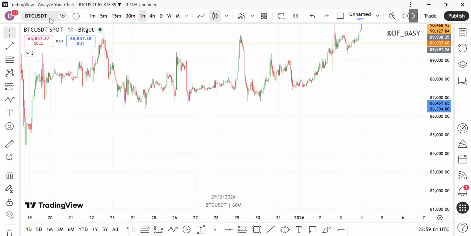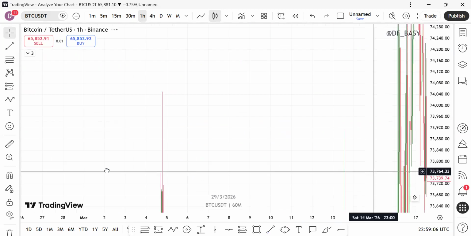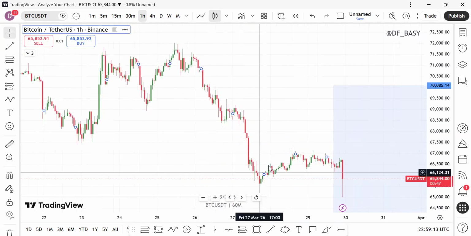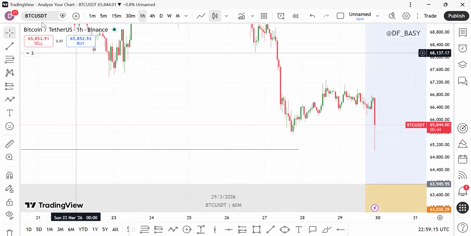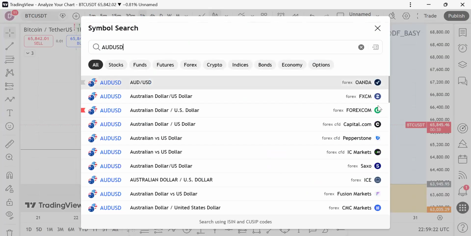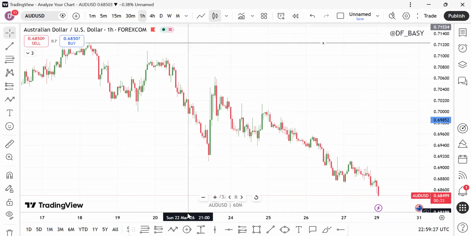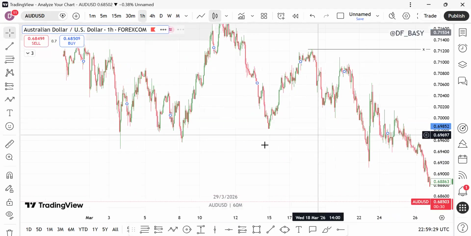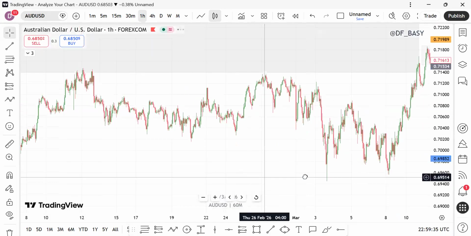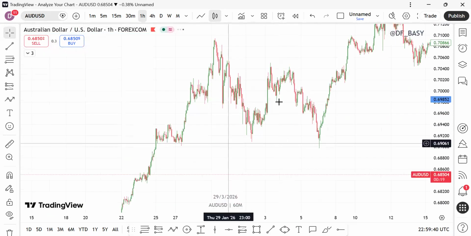So which chart will I use? I'll have to leave BTC. I'll be looking at this, still BTC. Let's look at AUD USD. Okay. Looking for a chart. I think I'm gonna see it here. Should be here.